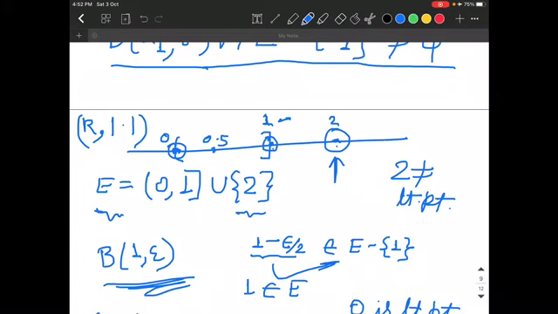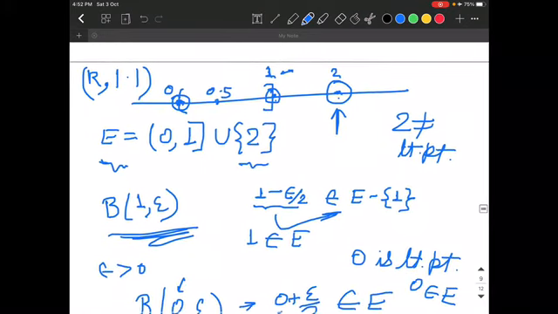So that point is called a limit point. So here 2 is a limit point. 1 and 0 are limit points. This 0 and 1 are limit points, and this open interval (0, 1) is like the set of interior points.